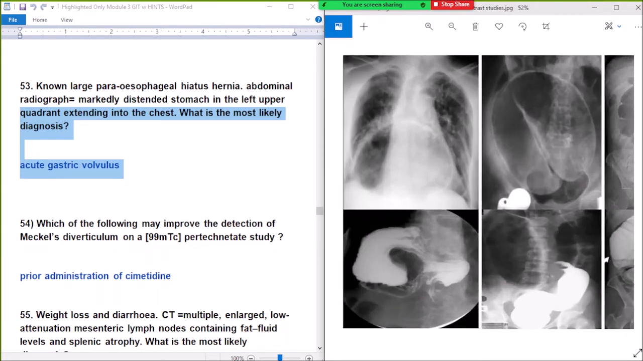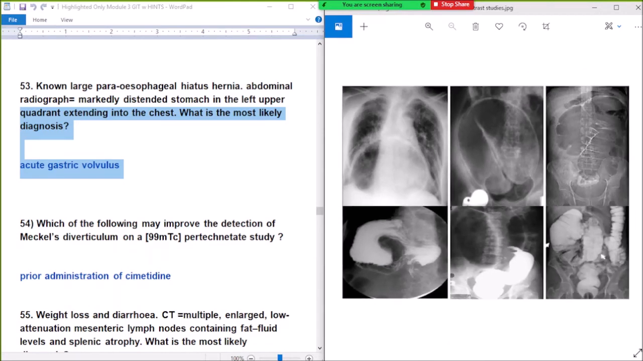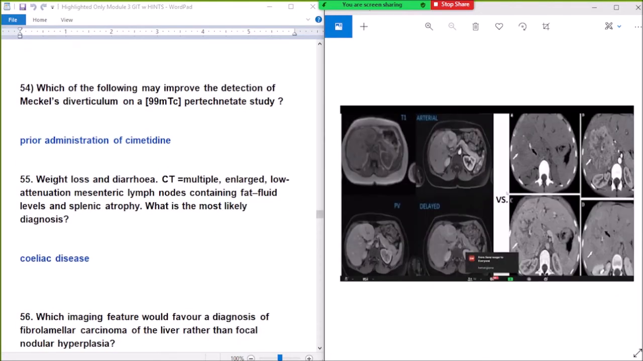Abdominal radiograph shows a mildly distended stomach in the left upper quadrant extending into the chest. Diagnosis: acute gastric volvulus.